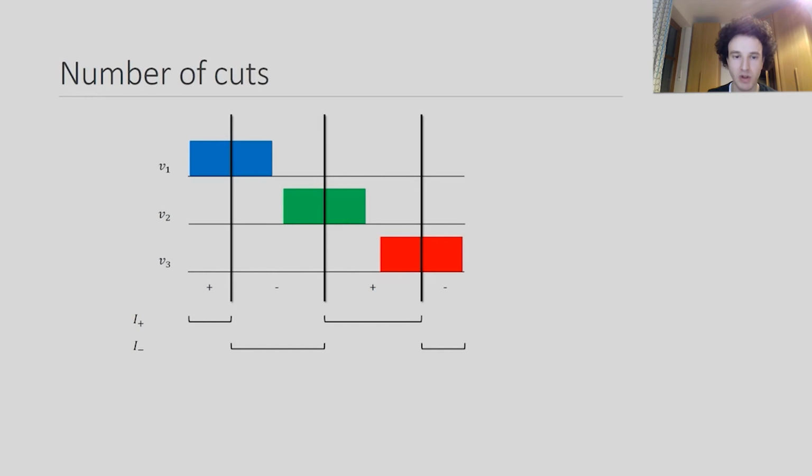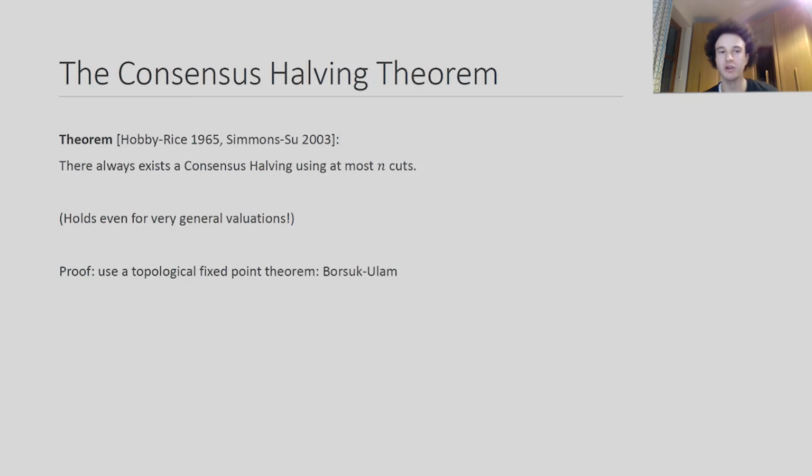Obviously, the valuations can be much more complicated than this. Can we always get away with 3 cuts in this case, or can it get any worse? And so the consensus halving theorem tells us that yes, we can always get away with at most n cuts, with cutting the resource at most n places, where n is the number of agents. So however complicated the valuations are, this is a very general result, you can always get away with n cuts.